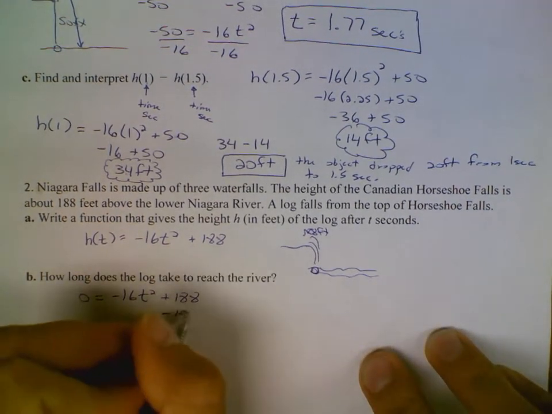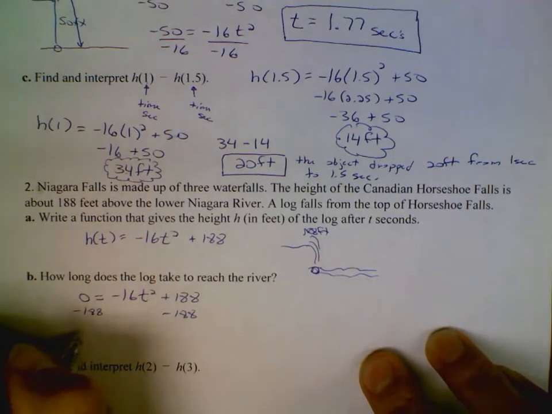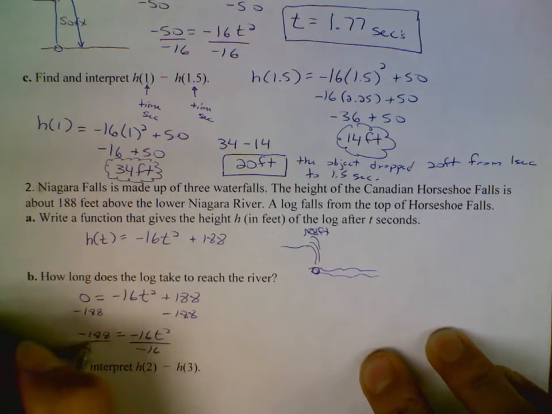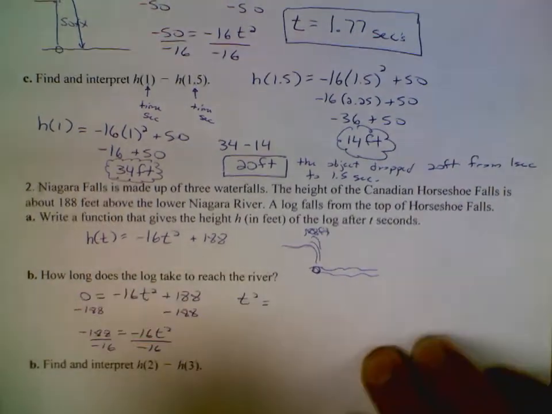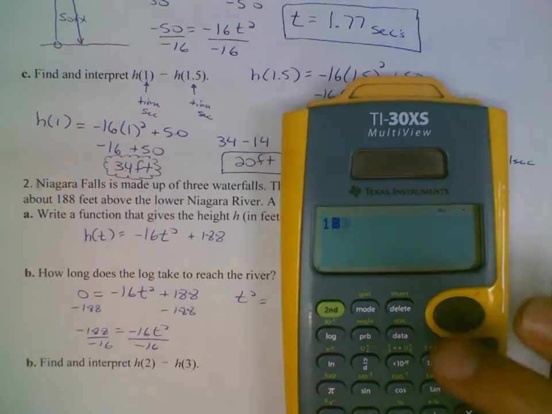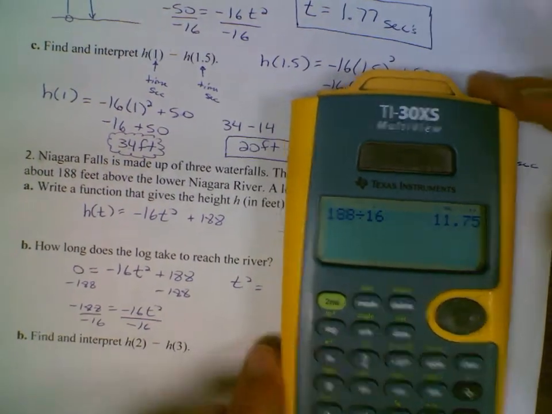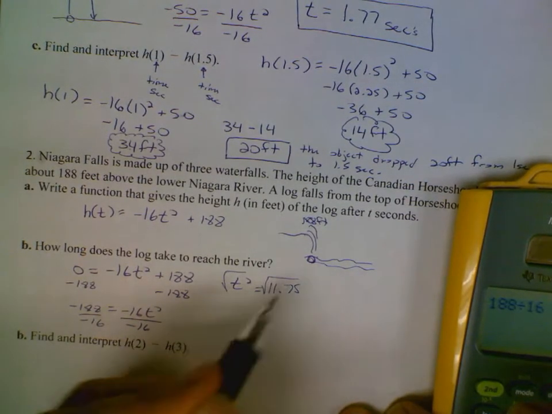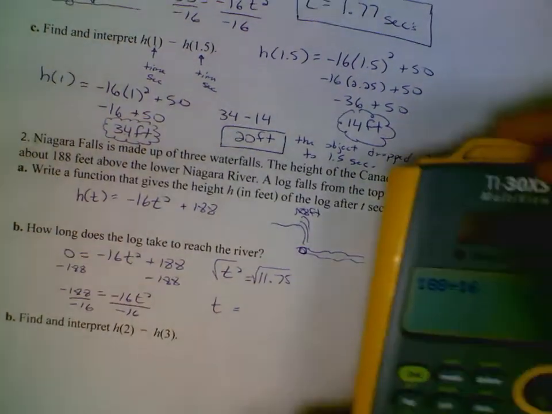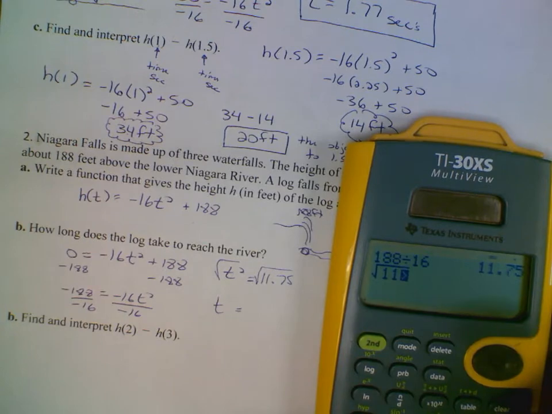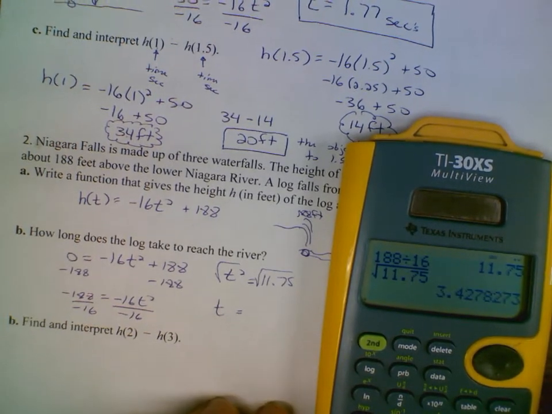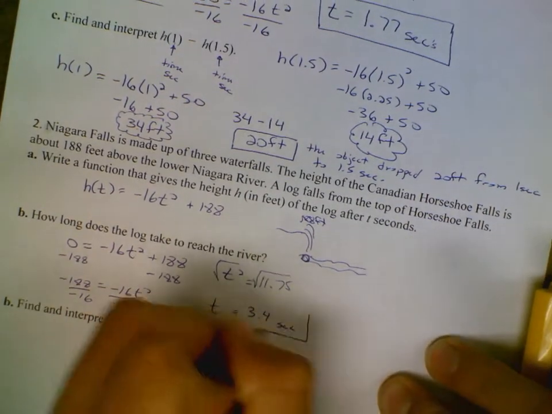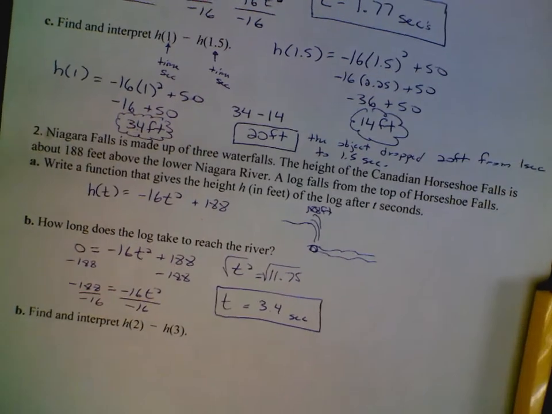So I'd subtract 188 from both sides, and get negative 188 equals negative 16t squared. Divide by negative 16, and I'm going to get t squared equals, if I do that calculation quickly, 11.75. And then once again, to get rid of the square, we just take the square root of both sides. We're going to get t equals the square root of 11.75, which is 3.4 seconds. Okay, so we would expect that in 3.4 seconds, the log is going to hit the river below.